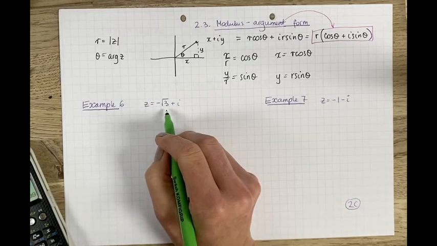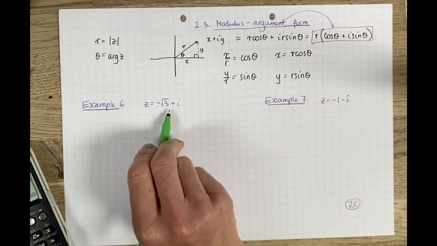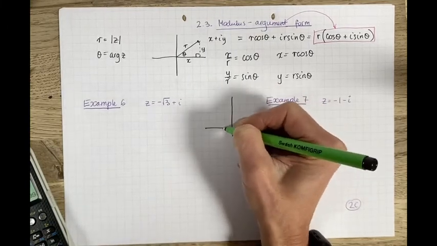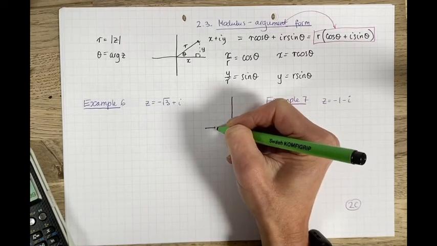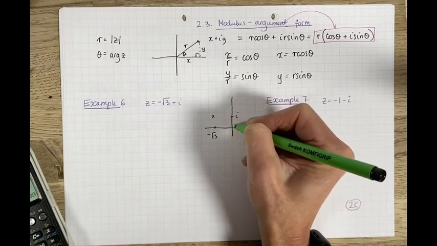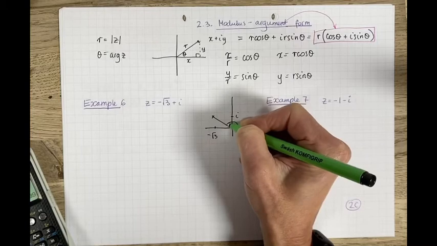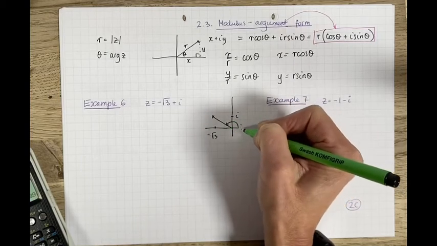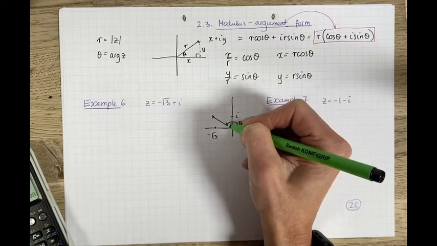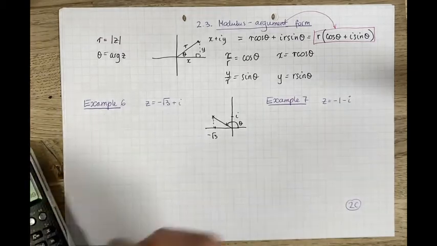So let's plot our complex number. This is example 6, minus root 3 plus i. So minus root 3 somewhere here. Let's put i here. And there is my complex number. So we need to find this angle, and we need to find the modulus, which is the length of the vector.